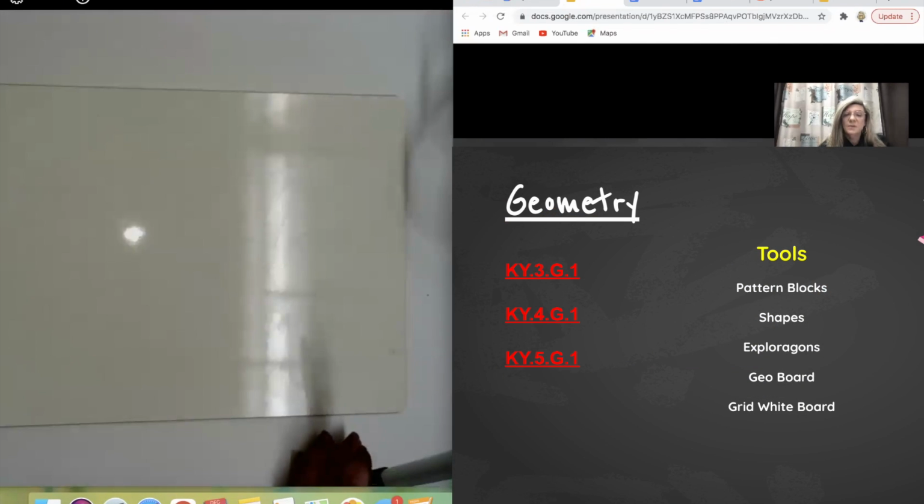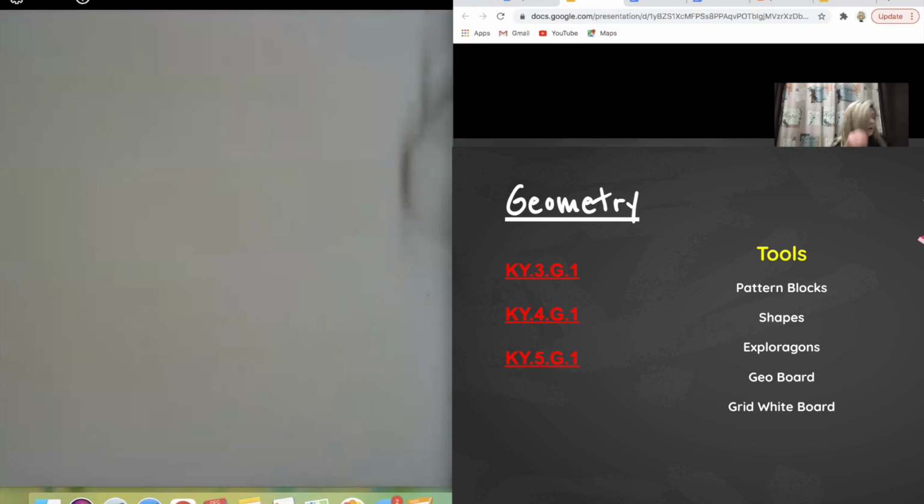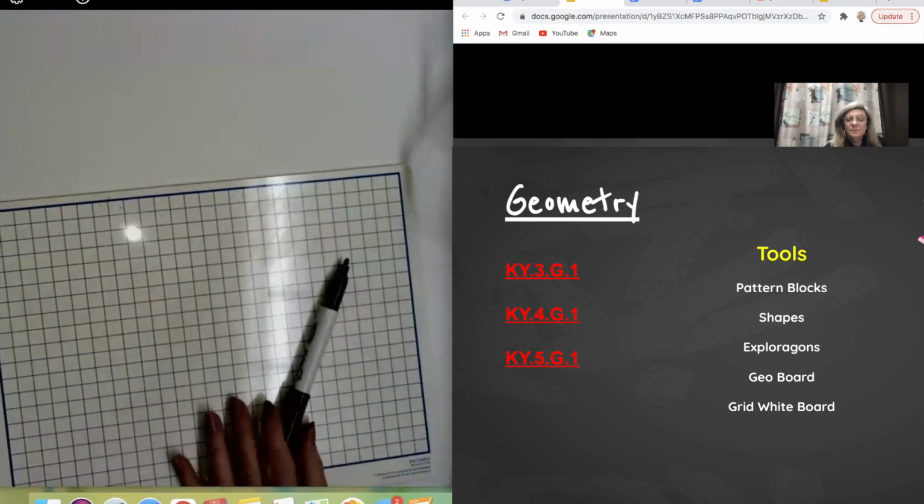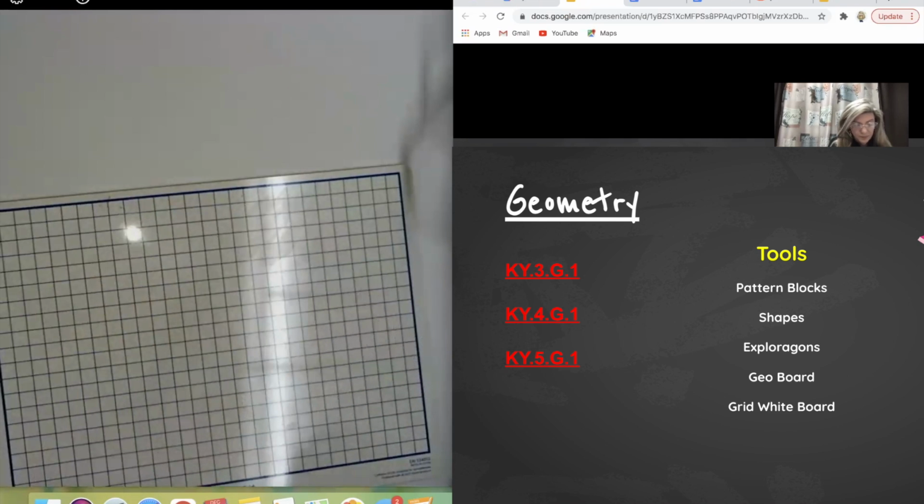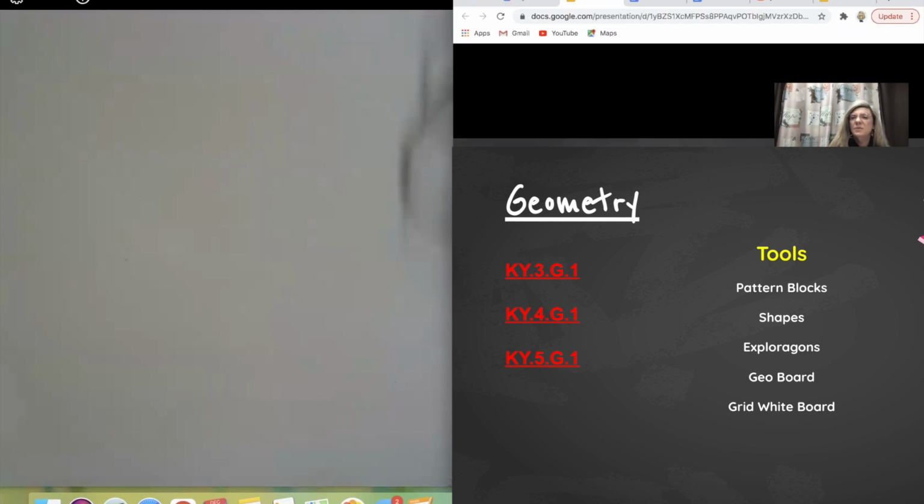Okay, let's move on to our next strand, which is geometry. Geometry was one of my favorite parts of math to teach with my kiddos. I always enjoyed it. The kiddos really seemed to enjoy it. We got to use lots of tools. We'd pull out our pattern blocks. They love to make those shapes. They love to be creative.